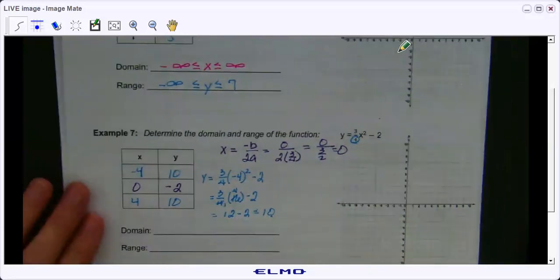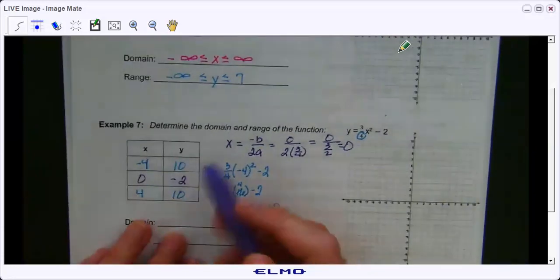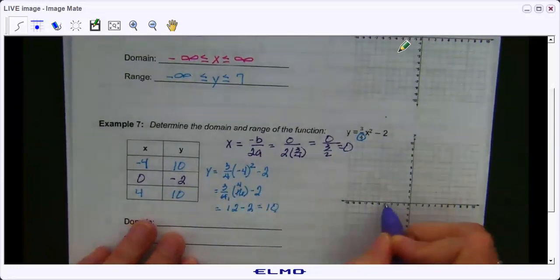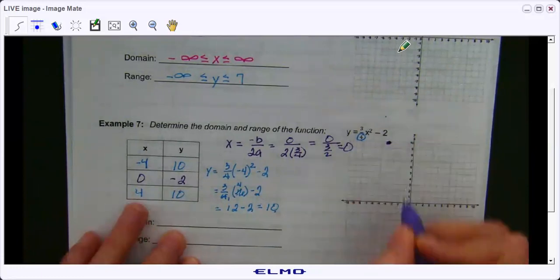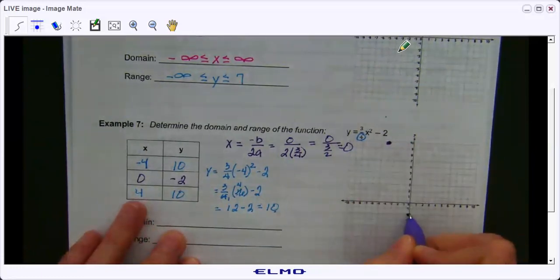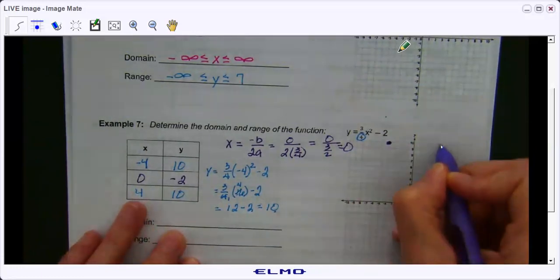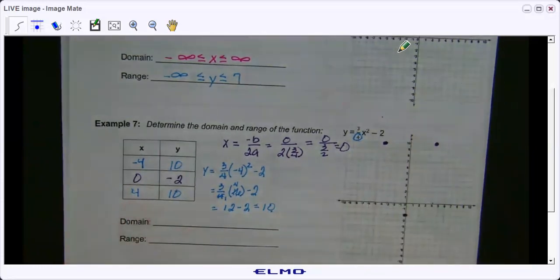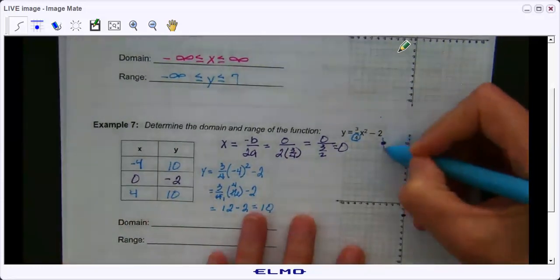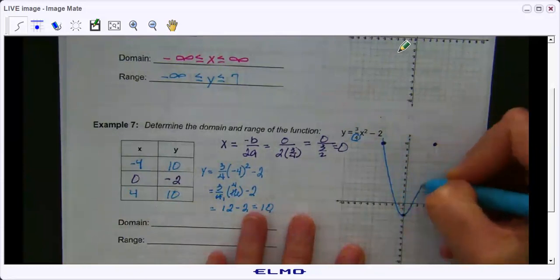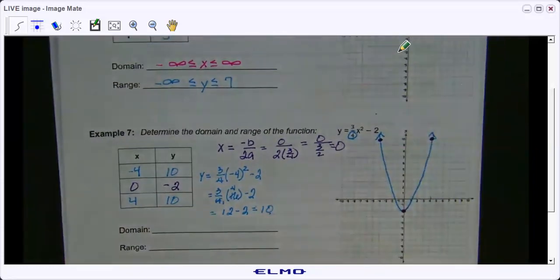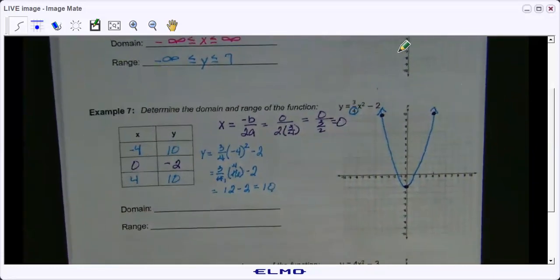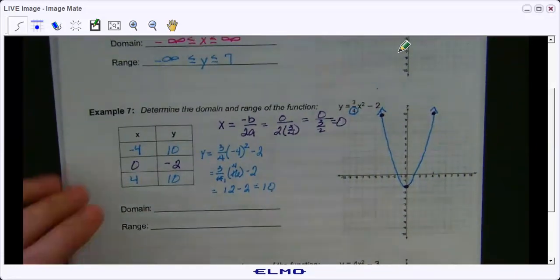So now what I'm going to do is I'm going to go ahead and plot my points here. I have -4 and 10. I have 0, -2, and I have +4 and 10. And I can now graph my parabola. Okay, our domain is going to be all x values.